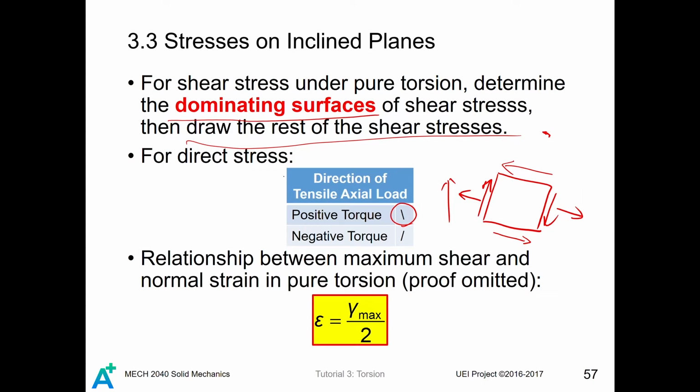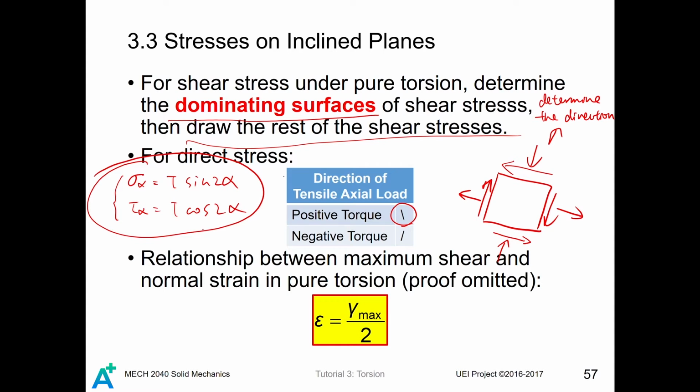Since for each stress element, there is a pair of tensile stress as well as a pair of compressive stress, then we can conclude that there is also a pair of compressive stress acting on it. So this is just how you determine the direction of the stresses on this piece of material. In fact, in order to determine the magnitude acting on it, you have to use our 2 equations introduced before. So those things are just for you to determine the direction, while those 2 equations are used for you to determine the magnitude.